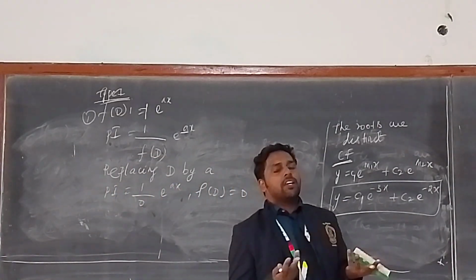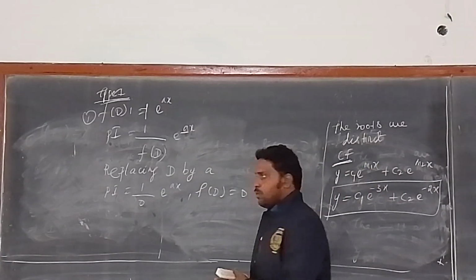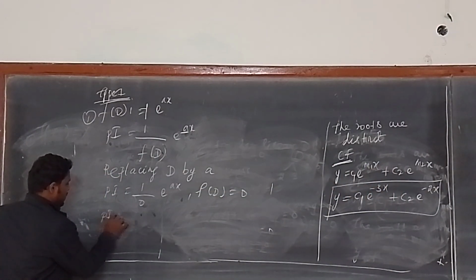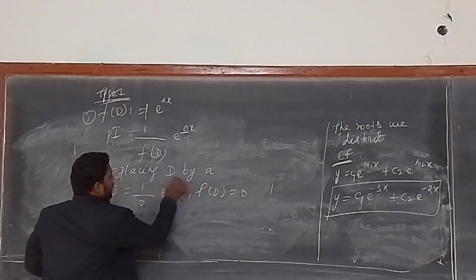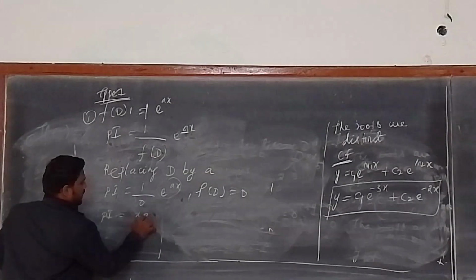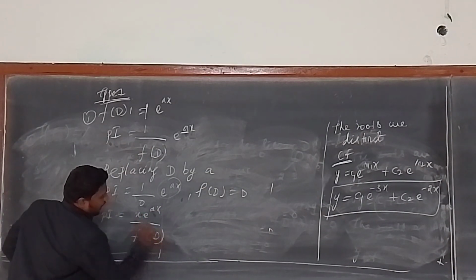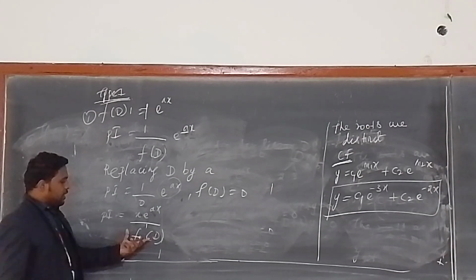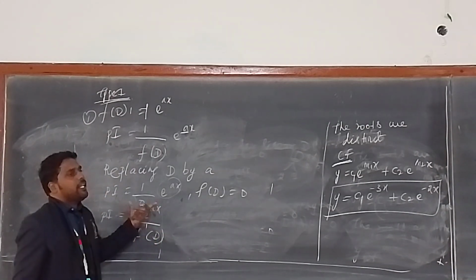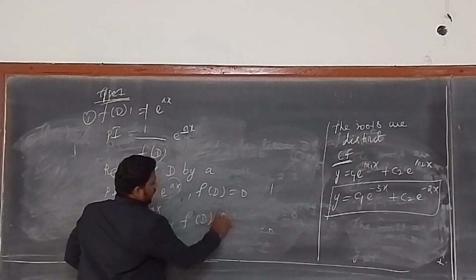So if we cannot find the solutions, how do we find the procedure? For the particular integral, we have to find the numerator and multiply by dx. We multiply the numerator, then differentiate with the denominator, using the differential operator D, and multiply by the numerator. That is what we have, where f of D should not equal 0.